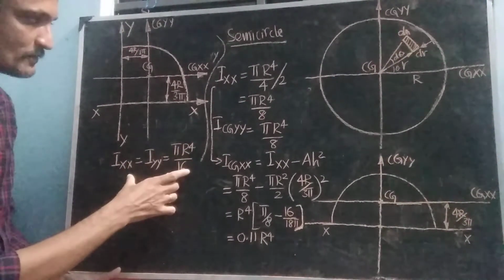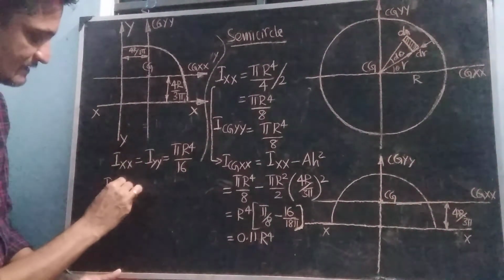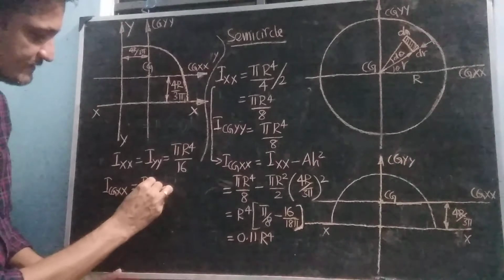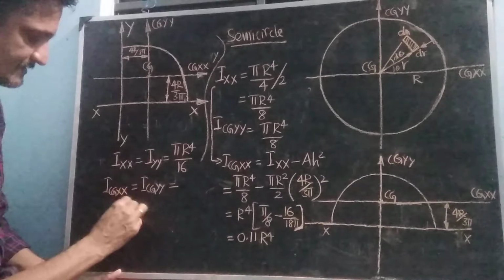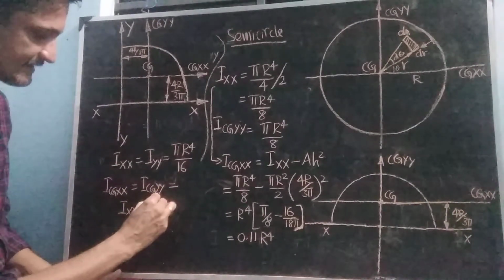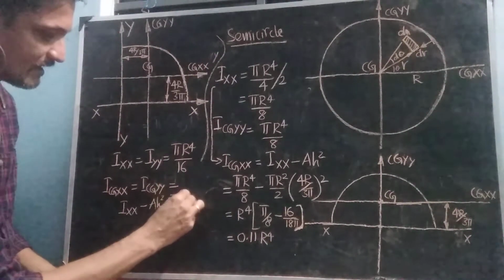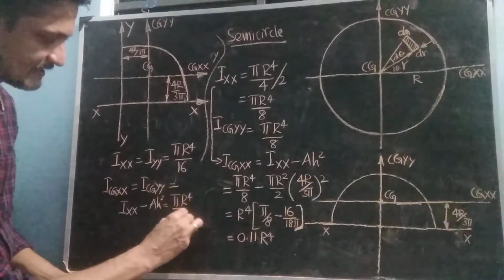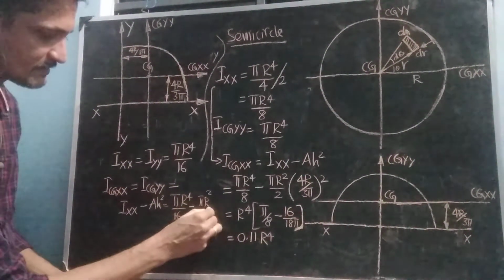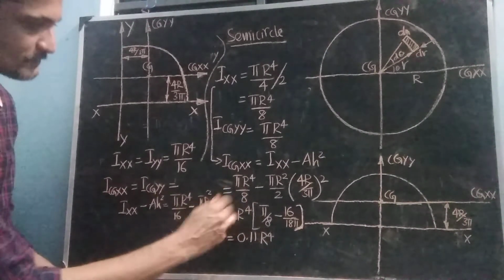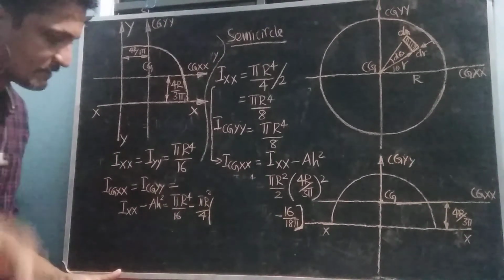Then we can calculate ICGXX. That's equal to ICGYY. That's equal to IXX minus AH square. IXX is equal to pi r raised to 4 by 16 minus the area, which is pi r square by 4, into 4r by 3 pi whole square.